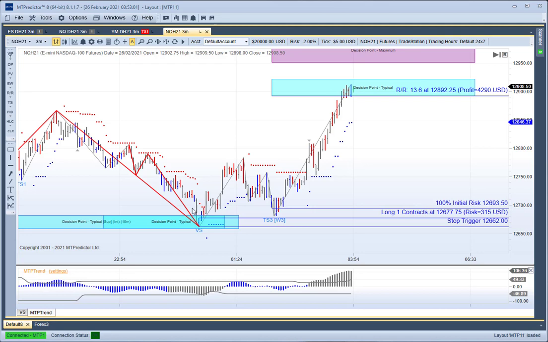So that's why we like these VS setups, because when they work, they tend to be backed by the professional money and tend to have large moves. So this has been a very good example of our VS setup that has given us a potential profit of not just large in dollars, but in risk reward units.